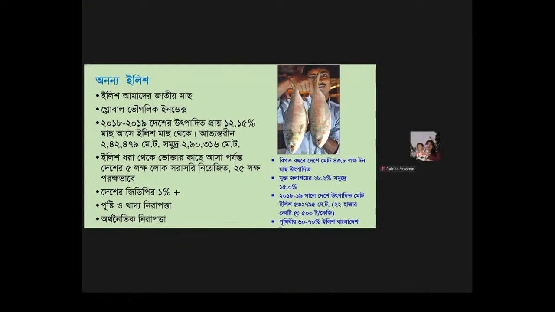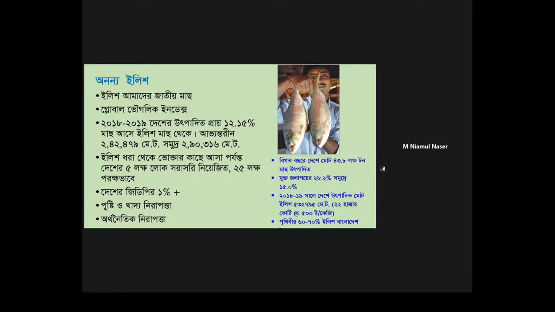It also helps in our nutrition and nutritional security, as well as it is a source of economic security.